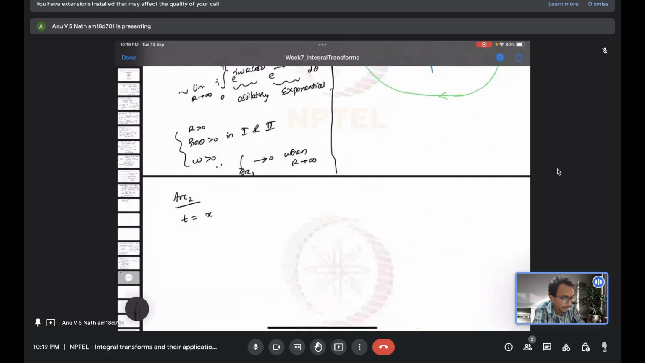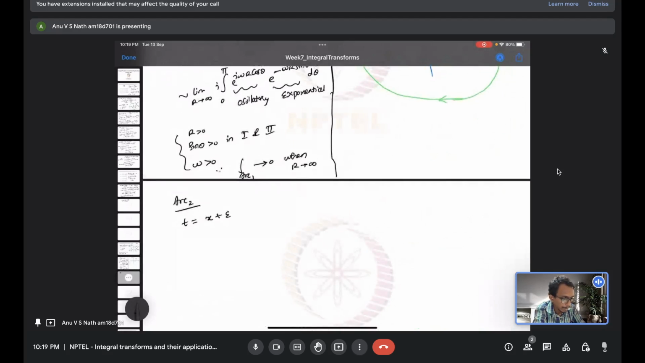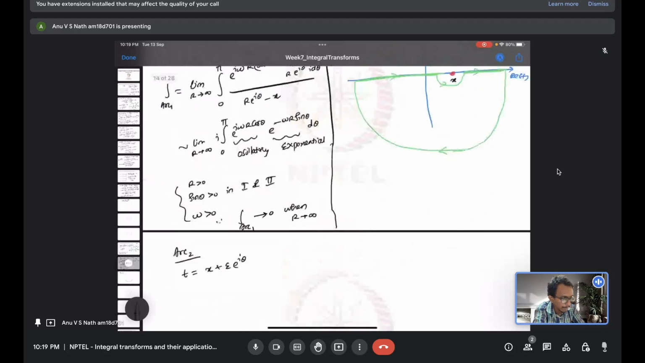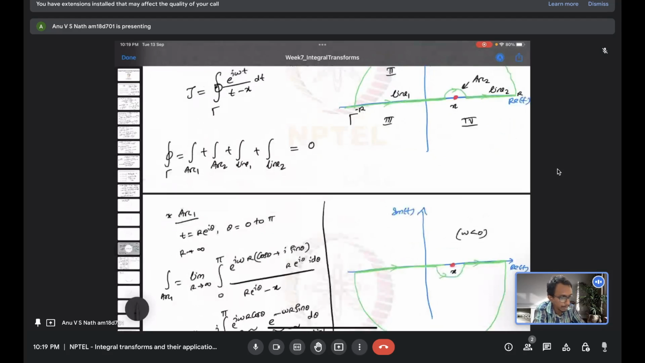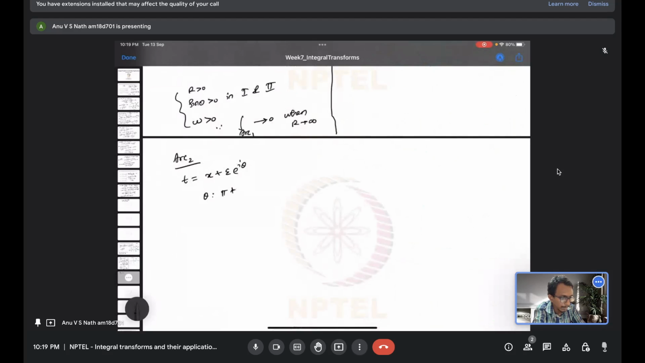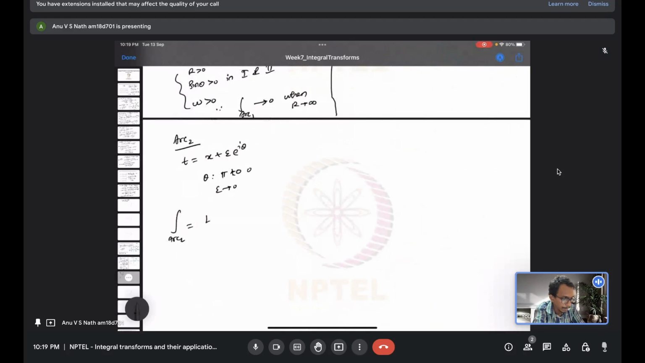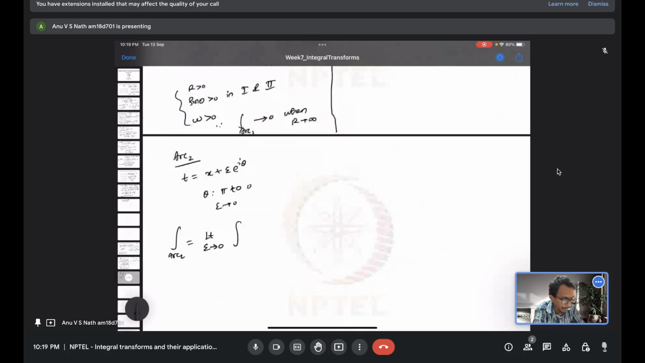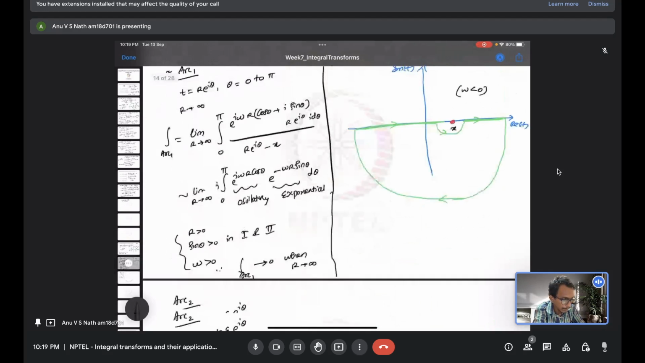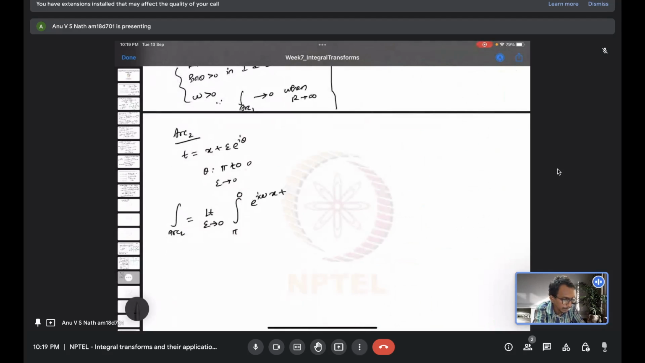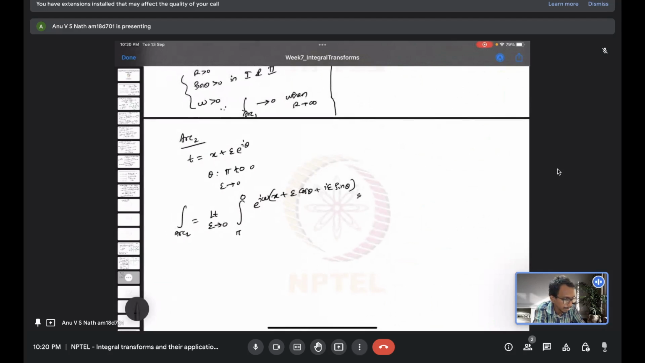t is equal to x shifted, with a radius epsilon, e raised to i theta. Also its orientation is not from 0 to pi, rather it is from pi to 0. It's clockwise, so theta is going from pi to 0, and epsilon tends to 0 for any finite value of x. So the integral over arc 2 will be the limit epsilon tending to 0 of the integral with theta going from pi to 0, of e raised to i omega t, an exponential of i omega times t, which is x plus epsilon cos theta plus i epsilon sin theta, then dt, which is epsilon e raised to i theta i d theta, divided by t minus x.